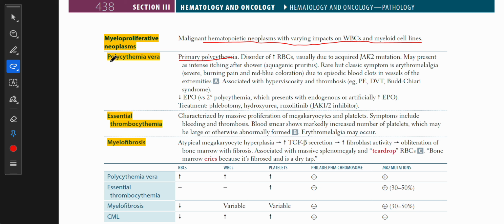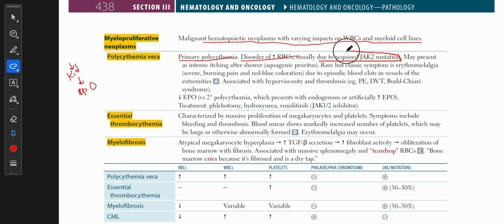Secondary polycythemia usually occurs in a case of hypoxia, because there is a lesser amount of oxygen supplied in the body, and that will be sensed by our kidneys, and the kidneys will release EPO, that is erythropoietin, and that erythropoietin will increase the concentration of RBCs by increasing their formation, right? So that is how secondary polycythemia occurs. But primary polycythemia vera has a different pathogenesis, which is a disorder of RBCs, usually due to an acquired Janus kinase 2 mutation.